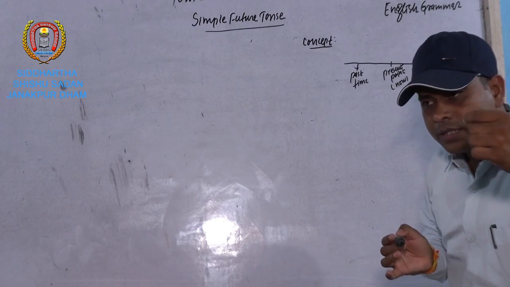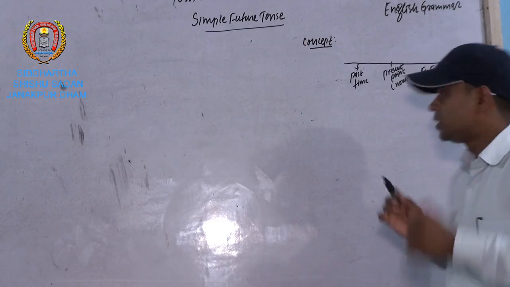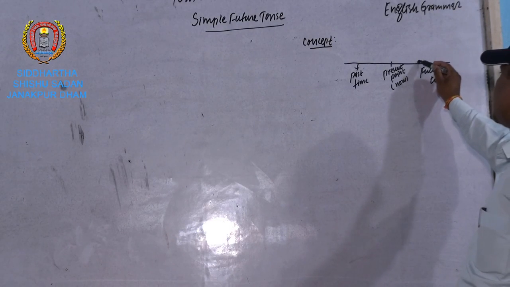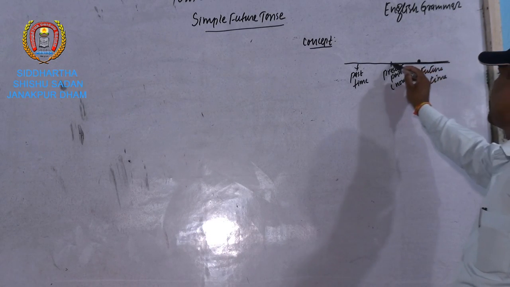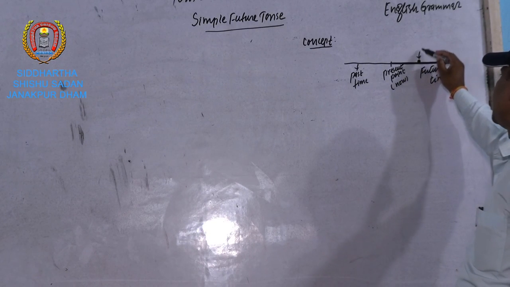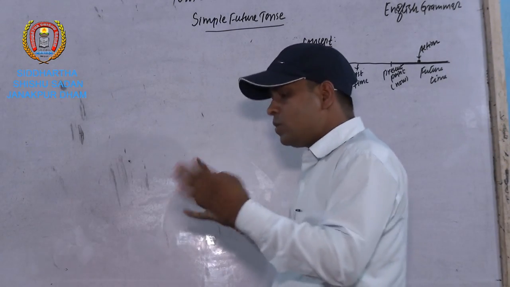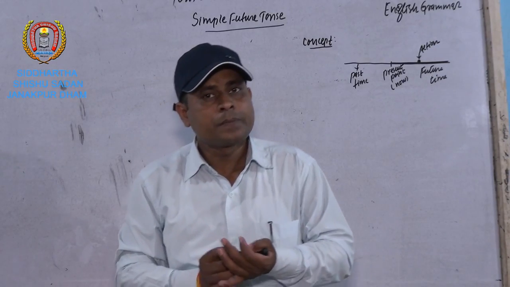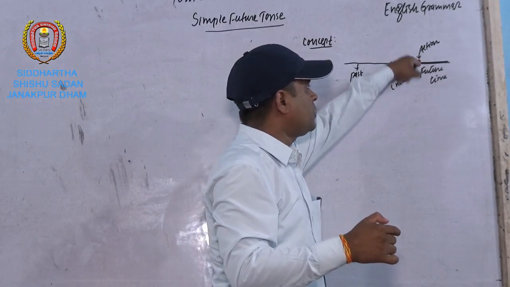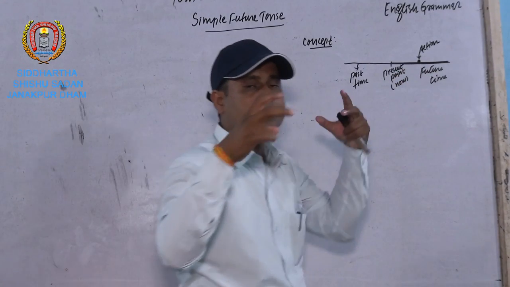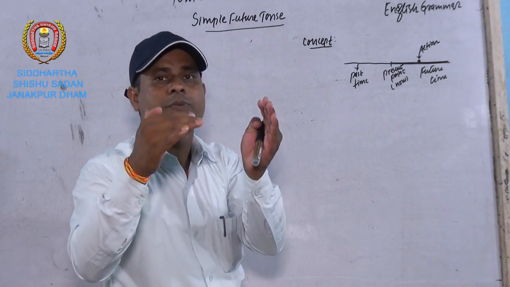Now, what sort of action is denoted by simple future tense? See, the action which will take place here. Here means in the future time. Simple future tense denotes the action that will take place at some point of time in the future or after the time of speaking.